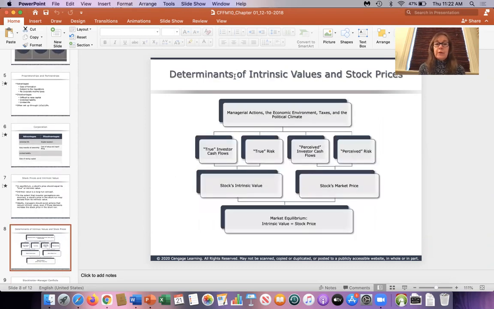All right, and this is just showing the determinants of the intrinsic values in the stock price. So here you have the intrinsic value. That's the true risk and the true value of the stock. And then over here, you have the stock market price, which is influenced by the perceived risk and what investors perceive, whether they are really high on the stock or negative on the stock.